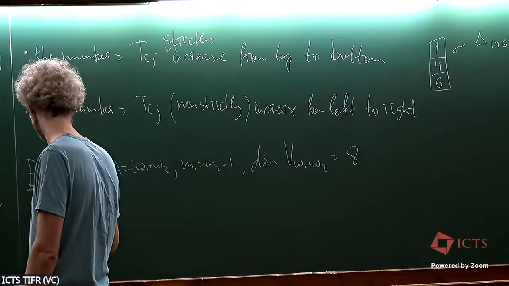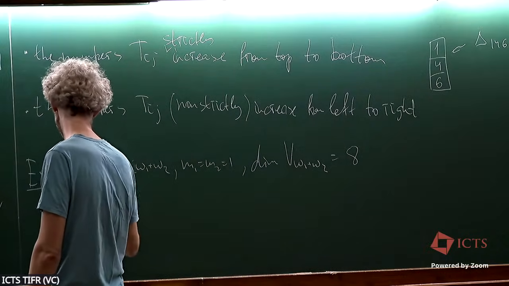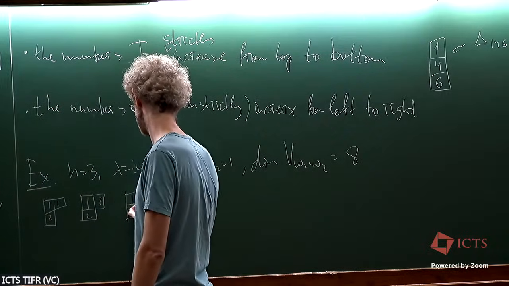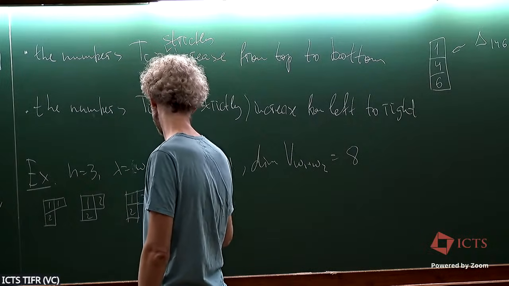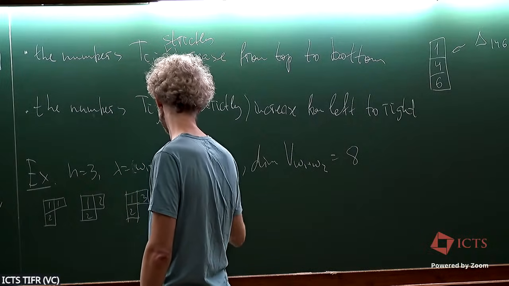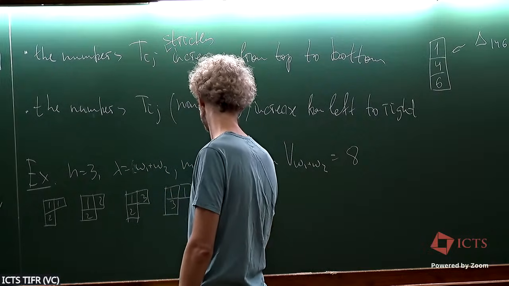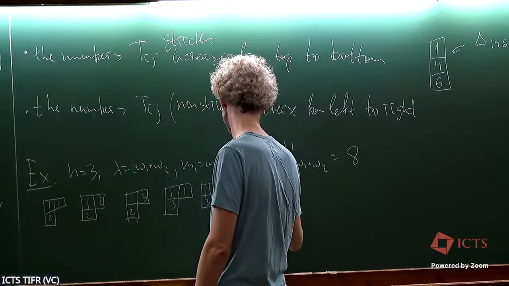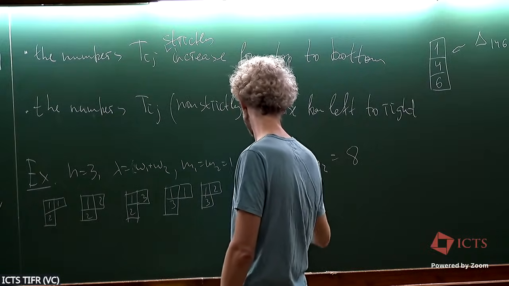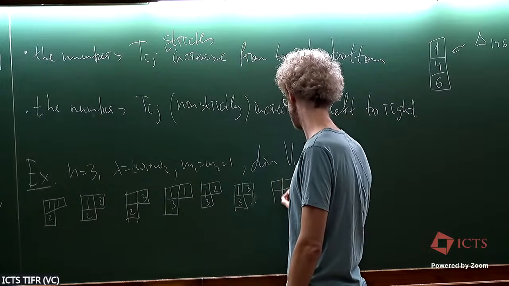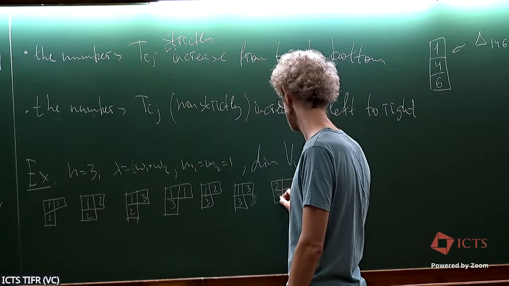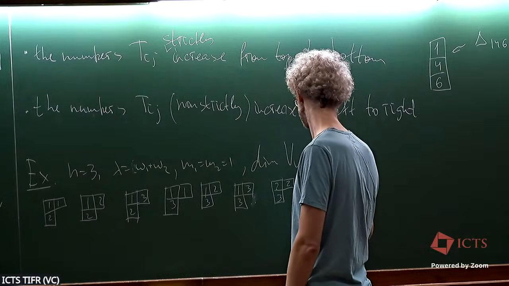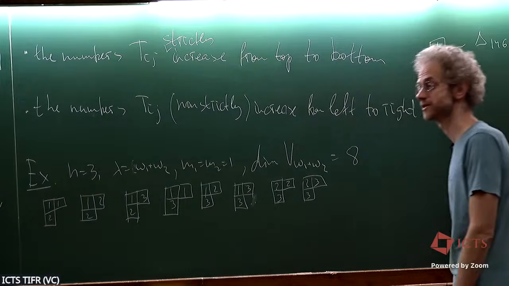1, 1, 1, 2, 1. And then 1, 2, 2. And 1, 2, 3. 1, 3, 1. 1, 3, 2. 1, 2, 3. And the last variant for the first column is 2, 3. I can't put 1 here, I should put 2 or 3. Okay, so these are 8 semi-standard tableaux.